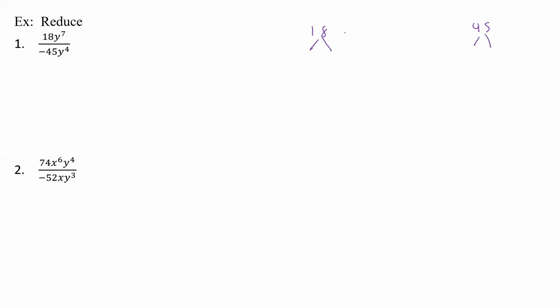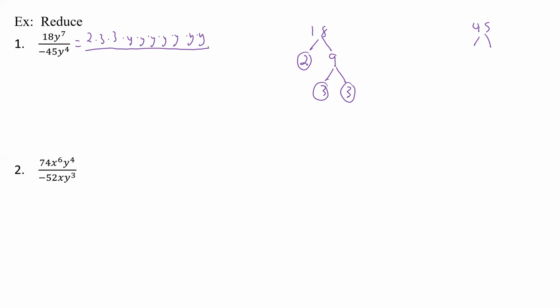It's not a matter of part of the reducing to the prime factors. So 18, well, that's divisible by 2. And 2 times 9. Well, 9 is not prime, so we have to factor that. That's 3 times 3, and those are both prime. So the numerator is 2 times 3 times 3 times the y's: 1, 2, 3, 4, 5, 6, 7. Seven y's.